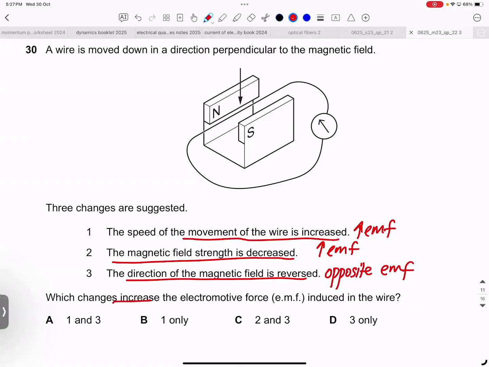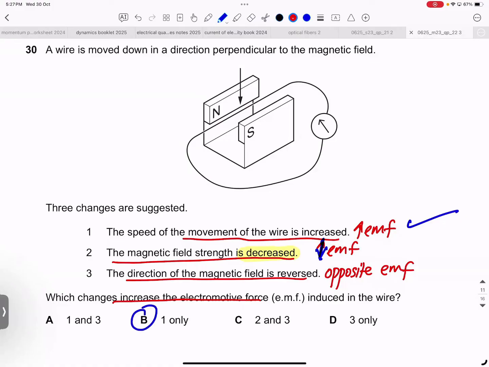Which changes increase the EMF? Only 1 and 2. No option. No, the second was decreased. My bad, the second was a decrease. So decrease means less EMF induced. So more is only option 1, B.